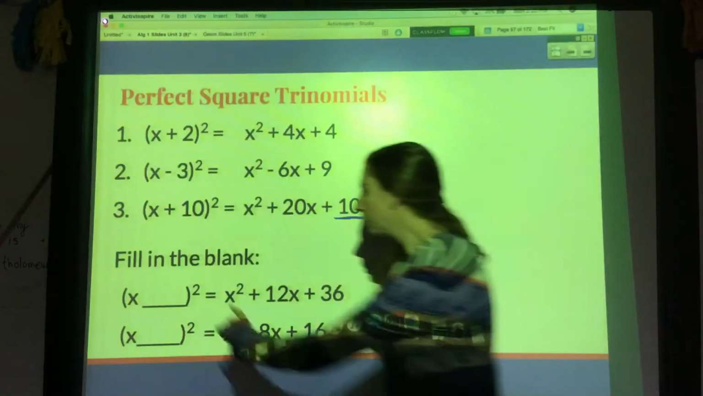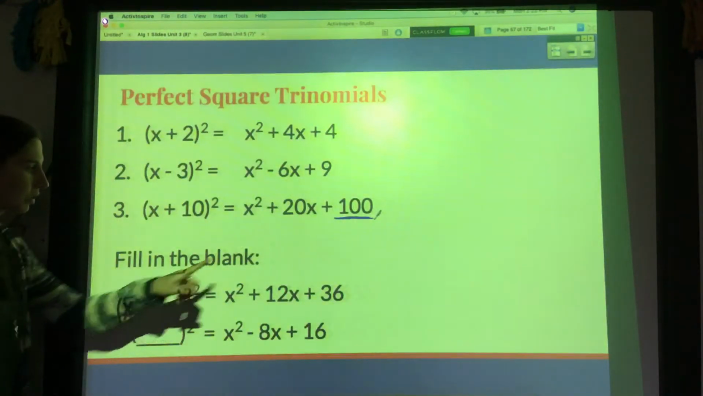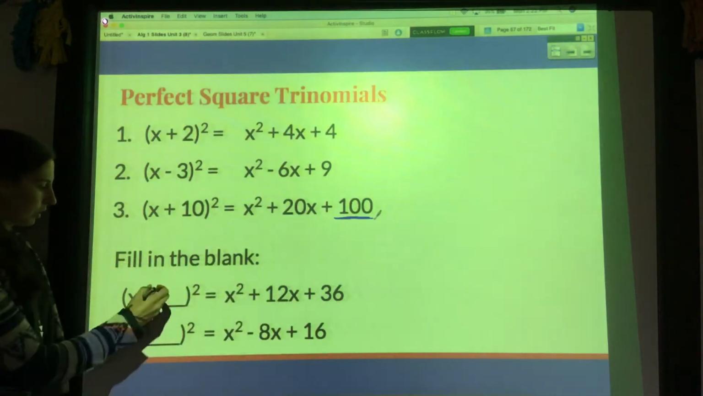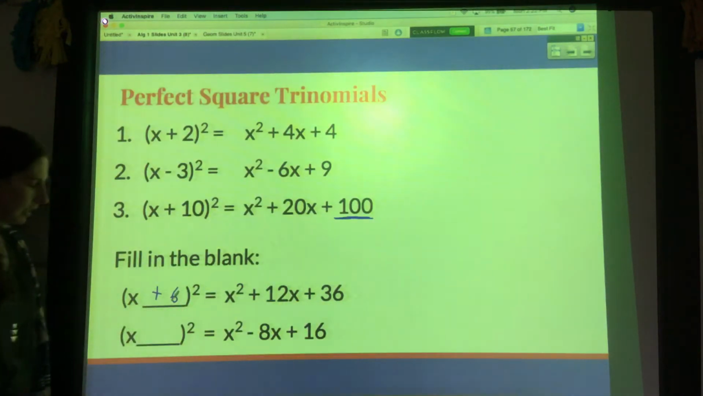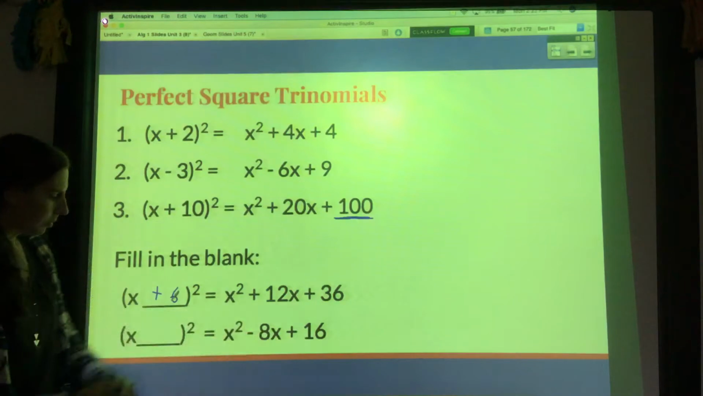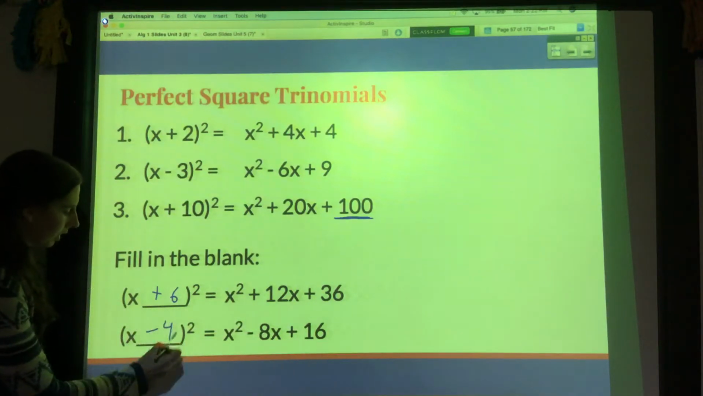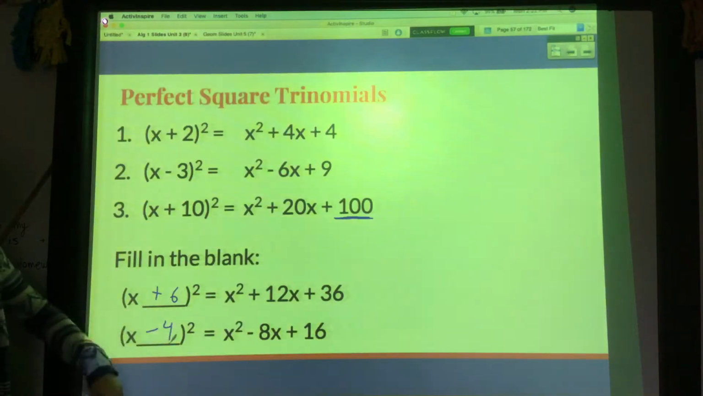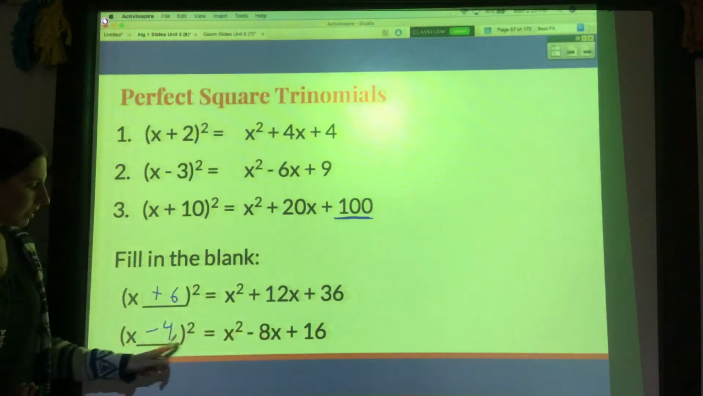So the number that goes here should be the square root of this or half of this, which in this case would be 6, and in this case would be negative 4, because half of negative 8 is negative 4. And the square root of 16 could be positive 4 or negative 4.